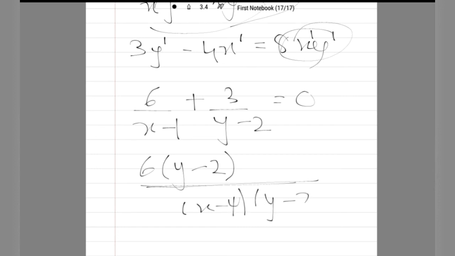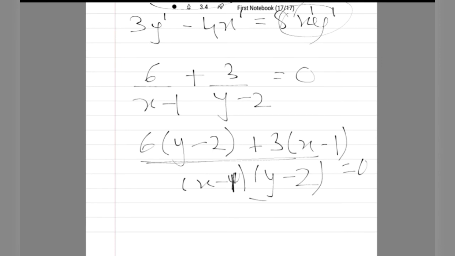and y minus 2. So here it's a little mistaken, it's 1. And here we get it as 3 multiplied by x minus 1. We just made the denominators equal for both the terms and got this equation. After taking this denominator to the other side, it will become 0 as it is multiplied by 0, right? So we get this 6 into y minus 2 plus 3 into x minus 1. So after multiplying these terms, we will get a linear equation.